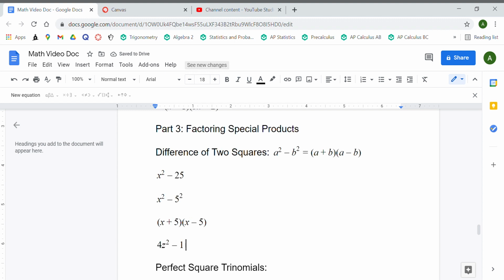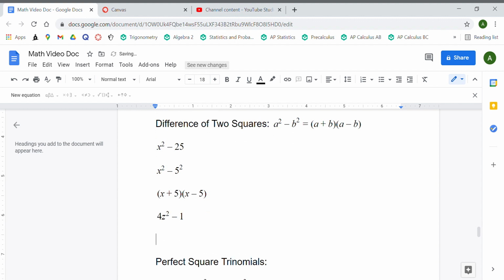Alright? Try this one out. 4z squared minus 1. So I want you to take a look at what it did, and then I want you to factor this binomial. Okay, so we can rewrite. Alright, so let's find our a and b values before we try and factor. So we can rewrite this as 2z squared minus 1 squared. And so our a value is 2z and our b value is 1.